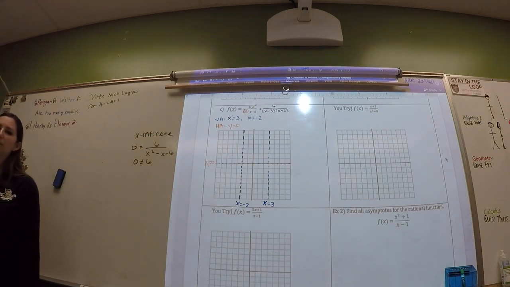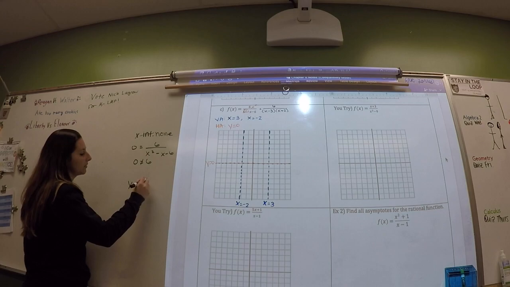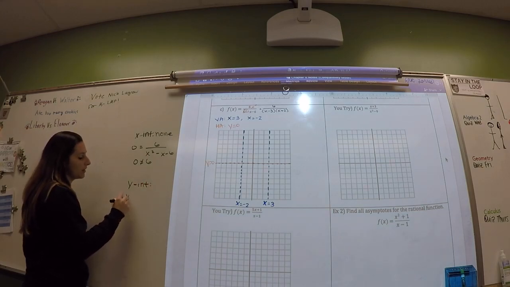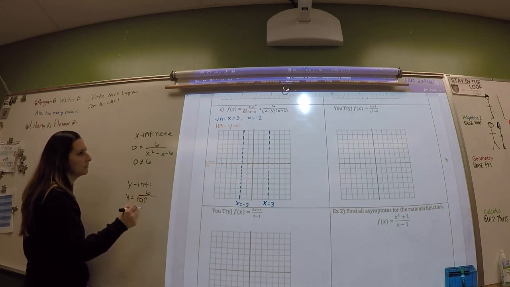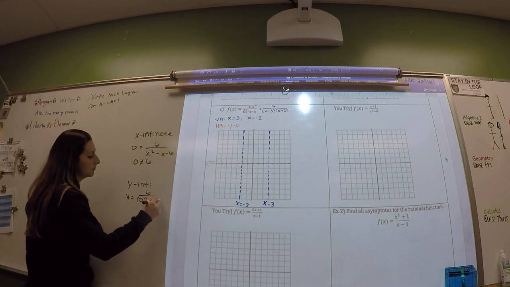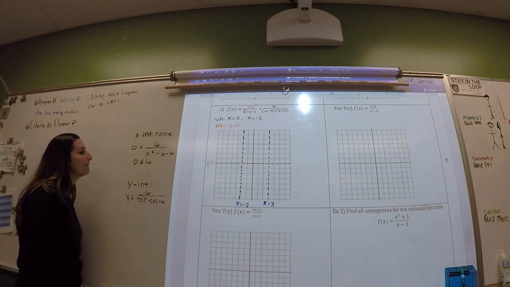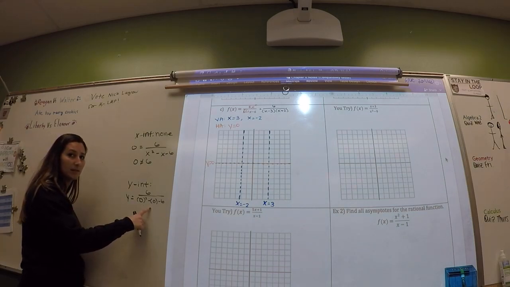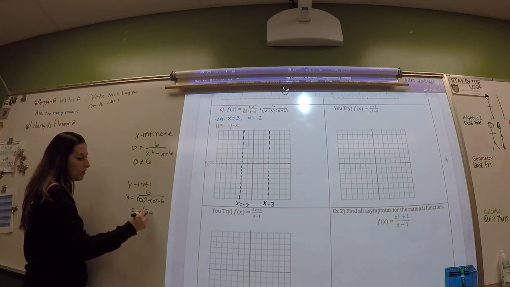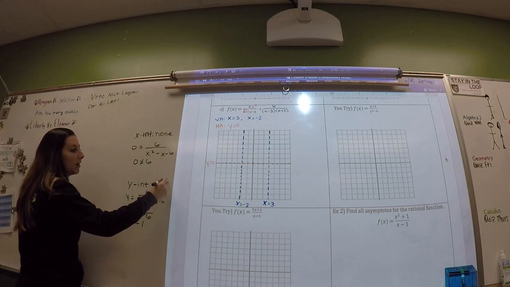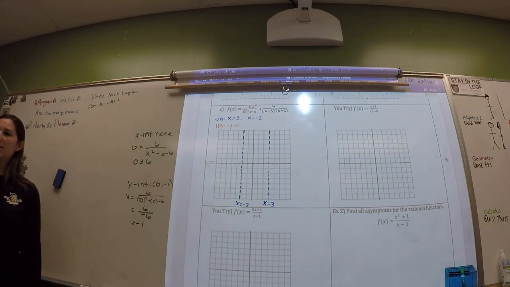Why'd you take the other one? If we wanted to. Doesn't matter. Y-intercept. For the y-intercept, you're gonna plug 0 in for your x's. The top is 6, the bottom is 0 minus 6, which is -6, and you get -1. The y-intercept is -1. The x-intercept does not exist.